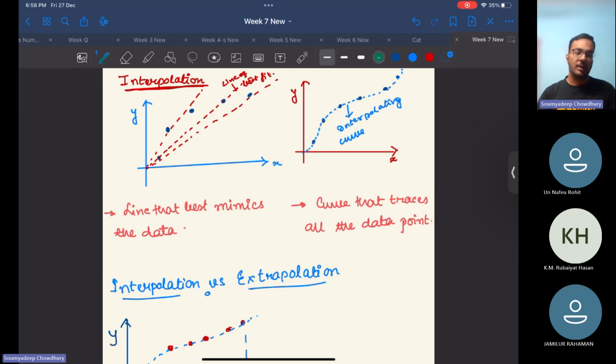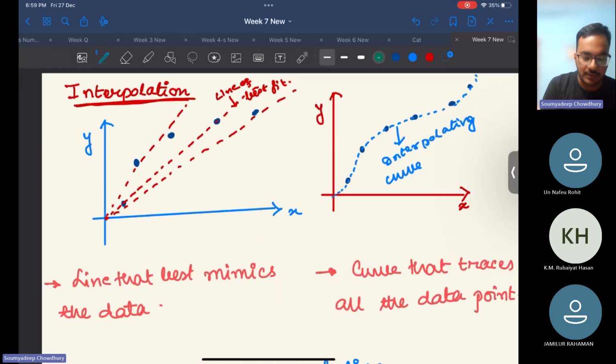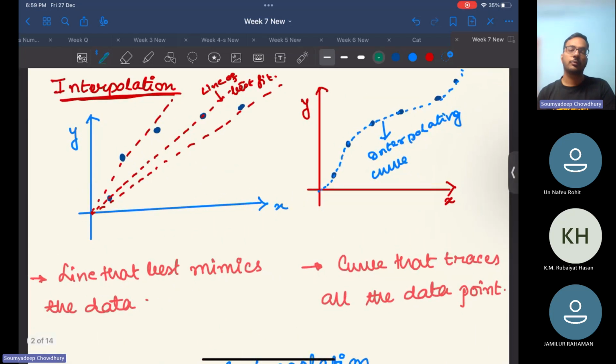In regression, what we do is we find the straight line which is closest to all the points. That is, the error between the experimental data and that predicted by a straight line is minimum. That straight line we consider as the line of best fit. And your line of best fit necessarily doesn't pass through all the points. It is a line which passes closest to all the data points.